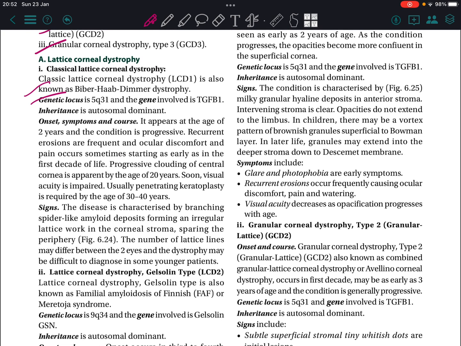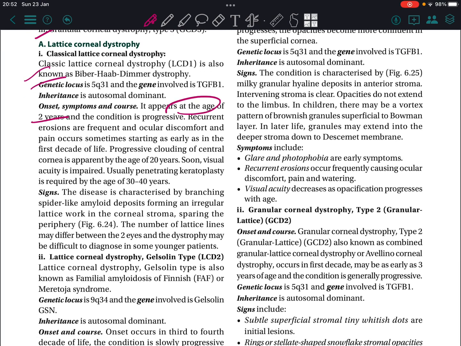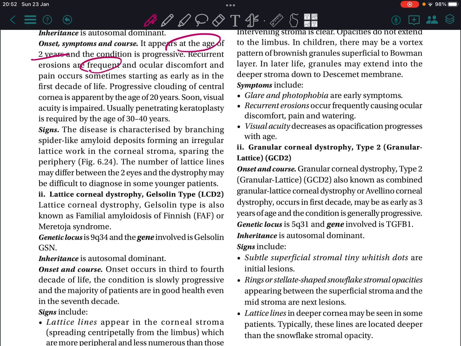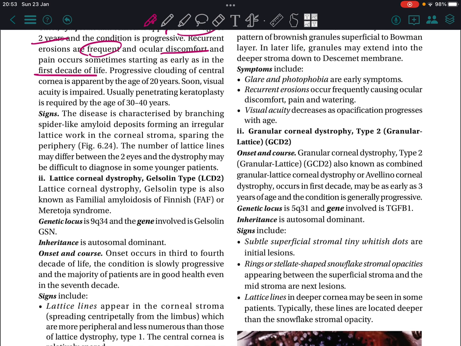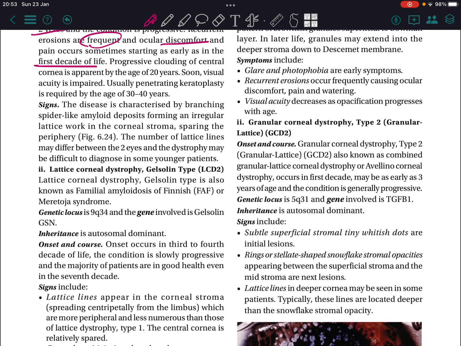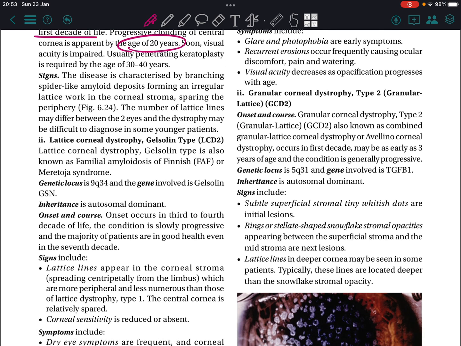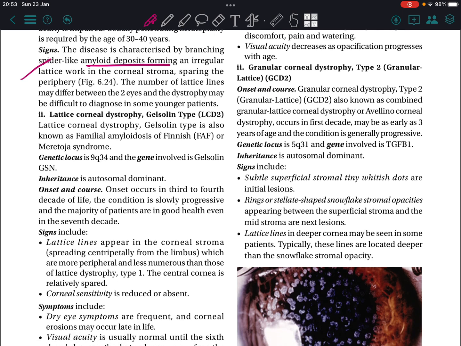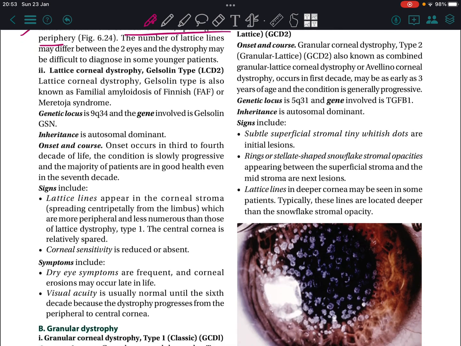Genetic locus, onset and symptoms at the age of 2 years, the condition is progressive. Recurrent erosions are frequent, with ocular discomfort and pain, sometimes starting as early as the first decade of life. Progressive clouding of the central cornea is apparent by the age of 20 years. Soon visual acuity is impaired. Signs: the disease is characterized by branching spiral-like amyloid deposits and irregular lattice work in the corneal stroma, sparing the periphery.